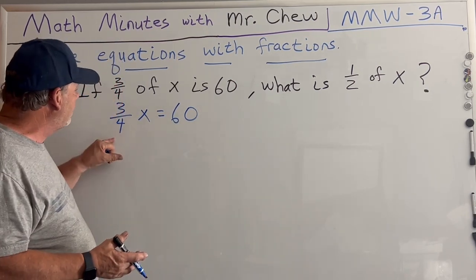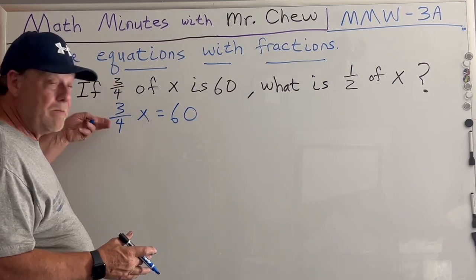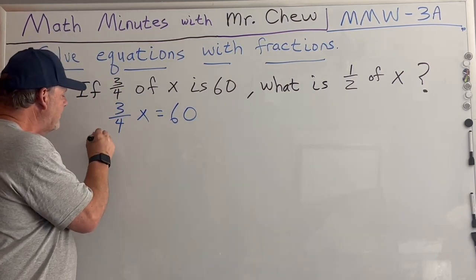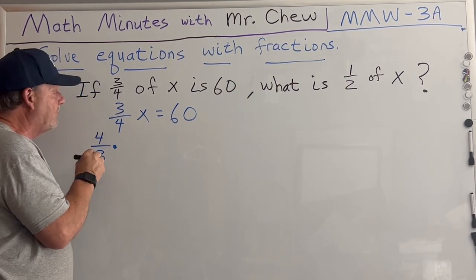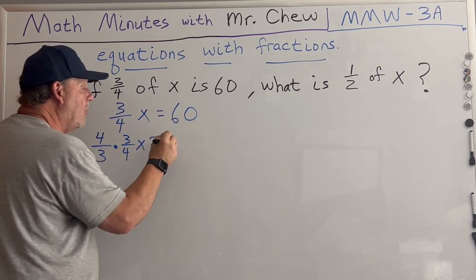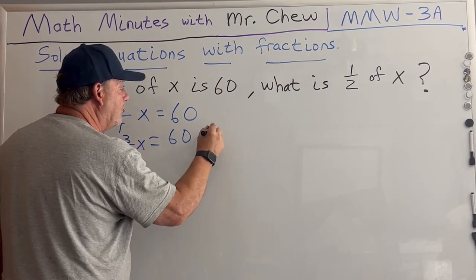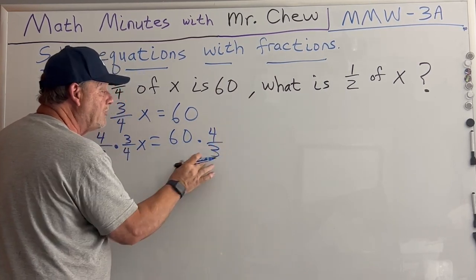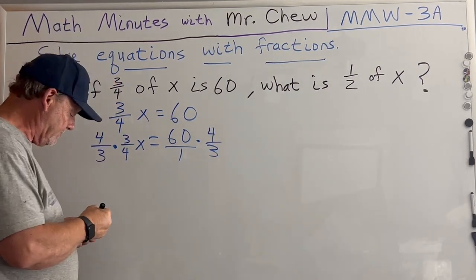Well, what do you multiply 3/4 x by just to get x? It's reciprocal. So I'm going to multiply the left by the reciprocal of 3/4, which is 4/3. And then I have to multiply the right by that same number, 4/3. Since I'm multiplying fractions here, I always like to have a fraction times a fraction.